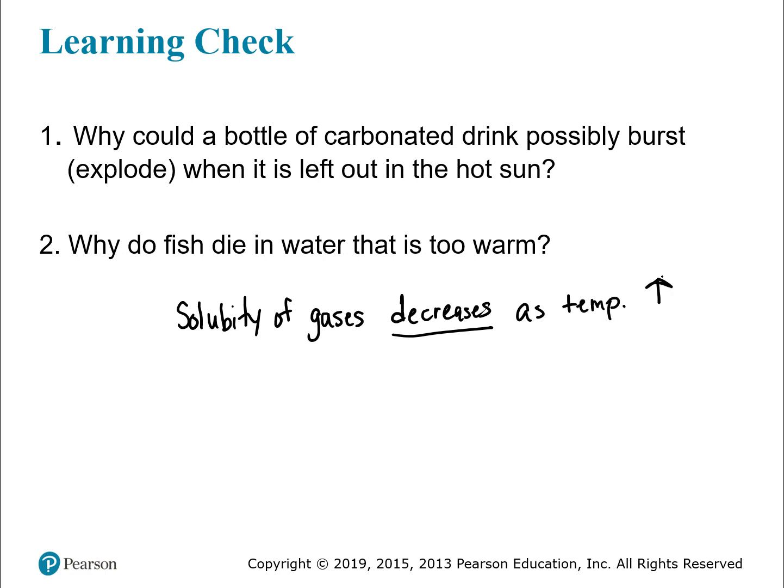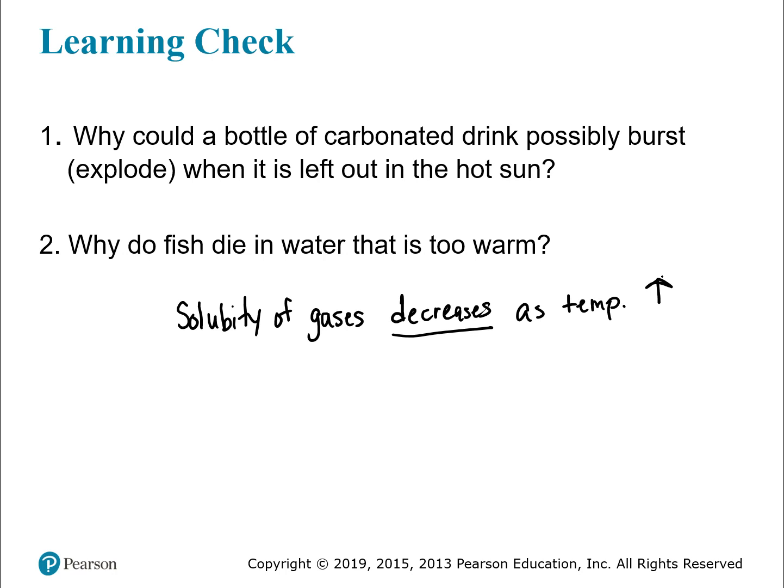My up arrow is for increases. So with the carbonated drink, it's getting heated up while it's sitting out there in the sun. And all that carbon dioxide that's dissolved, it's not dissolved anymore. So it's going to build up pressure because you've got this gas above the liquid, because the can is not 100% full of liquid. So eventually it can burst if it gets hot enough and you have enough pressure build up from all the gas.